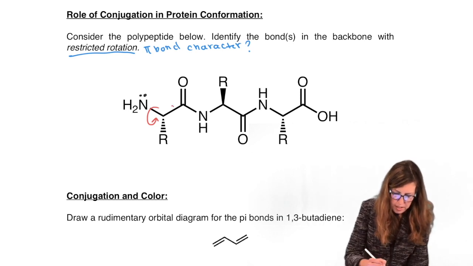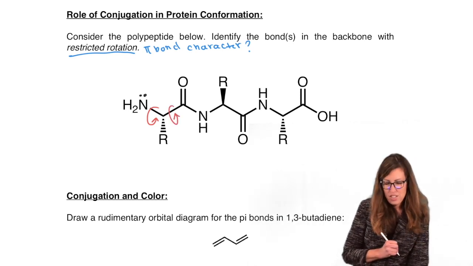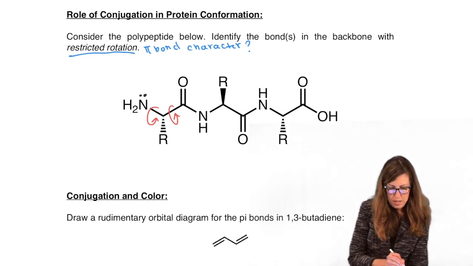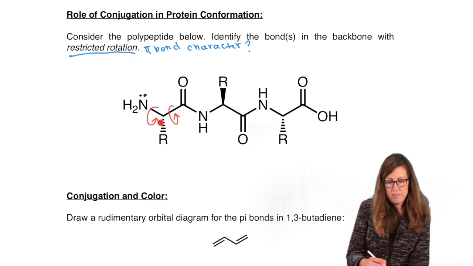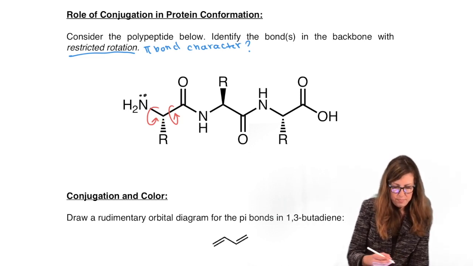Can we rotate here around that bond? Sure. These 2 atoms are not conjugated to each other. Now think carefully about the next one.